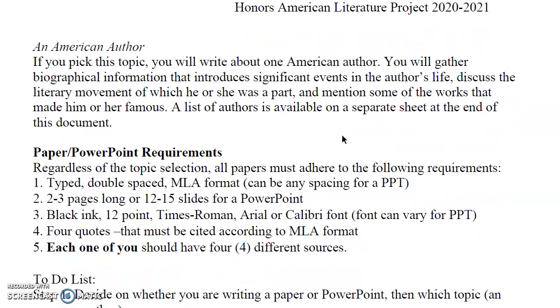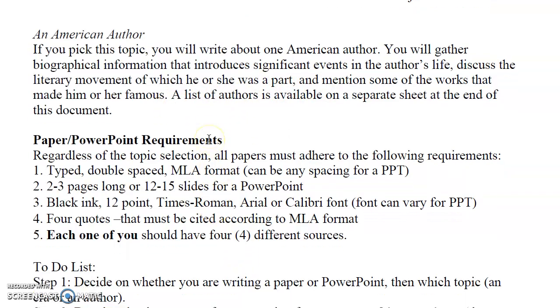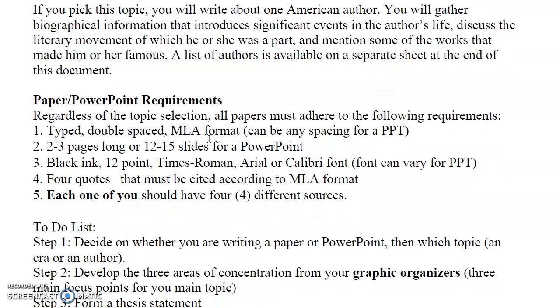If you're choosing an American author, you're going to pick one American author. You're going to look up biographical information, so big events in their life, and then talk about the literary movement they were a part of. So, were they a realist? Were they a transcendentalist? And then you're going to talk about some of the works that made him or her famous. There is a huge list at the bottom of this document that you can look at if you need help picking an author.